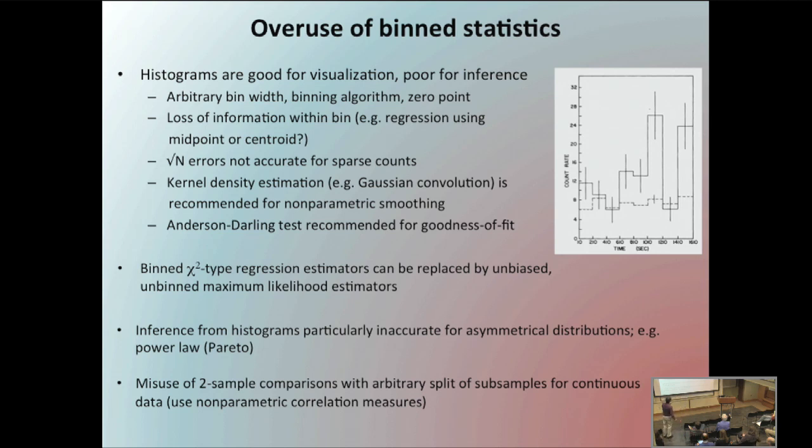The square root of n, which is often why we do it, is to put error bars on it, but they are not accurate when you have sparse counts. This is a case of sparse counts. Instead, people recommend, you heard me give a whole hour on density estimation, kernel density estimation for non-parametric smoothing. And for goodness of fit, for instance, constancy or some other model, the Anderson-Darling test is recommended by my previous slide. So histograms are good for visualization, but don't use them.